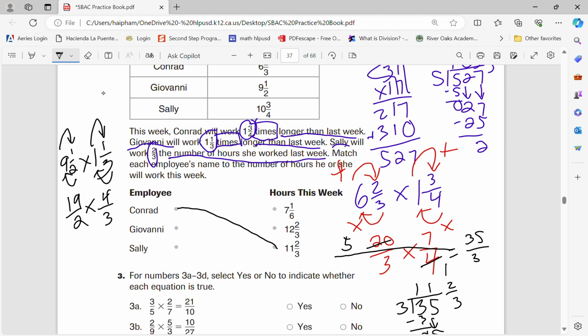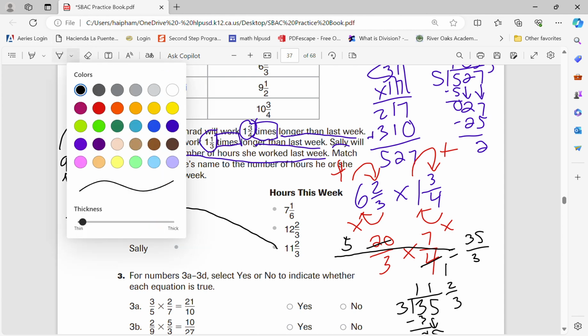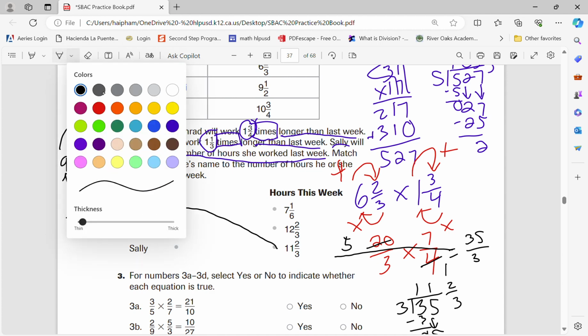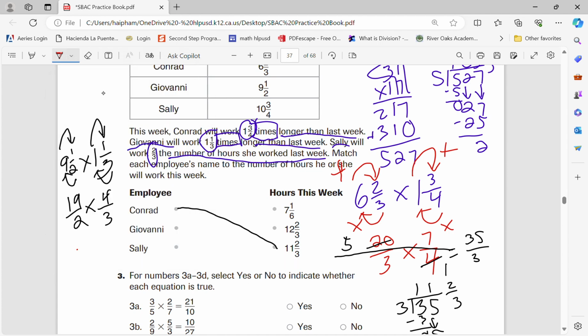Now, step 2, let's cross cancel. I notice that 4 and 2 are divisible by one another, so I could divide both by 2. 2 divided by 2, 1 time. And 4 divided by 2 will be 2. Now I'm ready to multiply across.